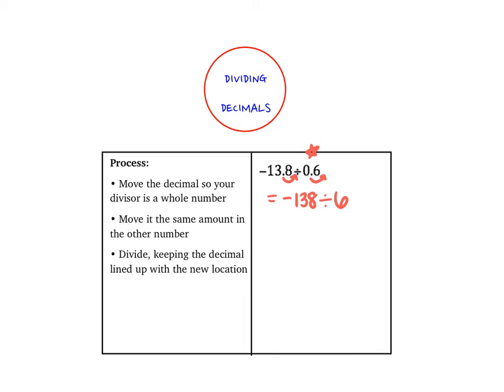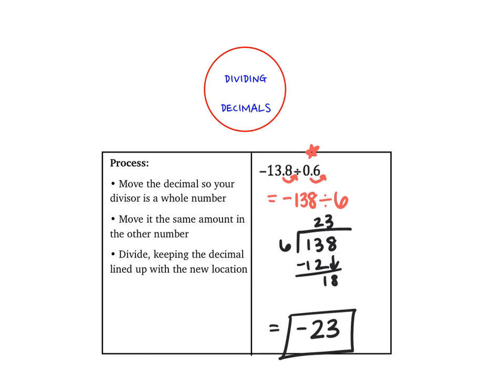Mathematically, those would have the same answer. So I'm going to set up my division, 6 on the outside, 138 on the inside. You'll notice I like to ignore my decimals while I'm working and just remember them at the end. So I'm going to go through this to get an answer of 23. Now with a negative divided by a positive, I know my final answer would be -23. Again, I'm not moving my decimal at the end because with dividing, we did that at the beginning.